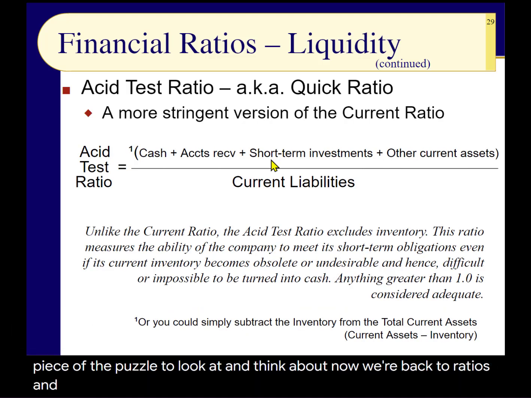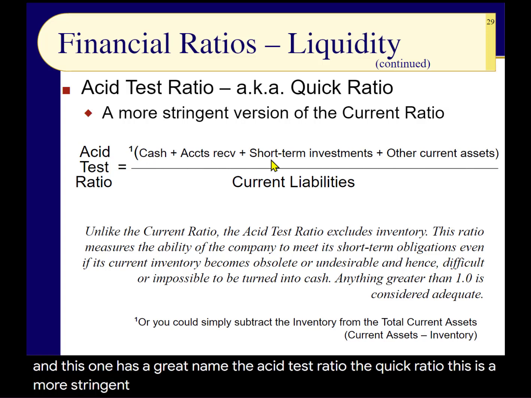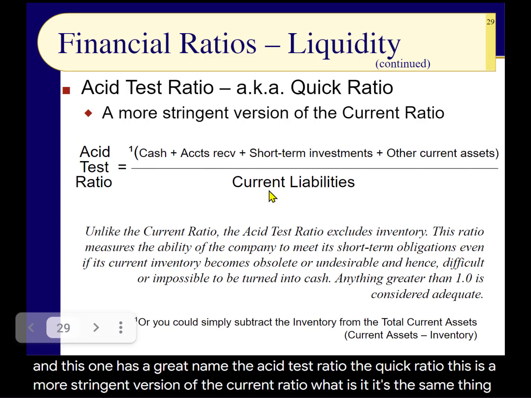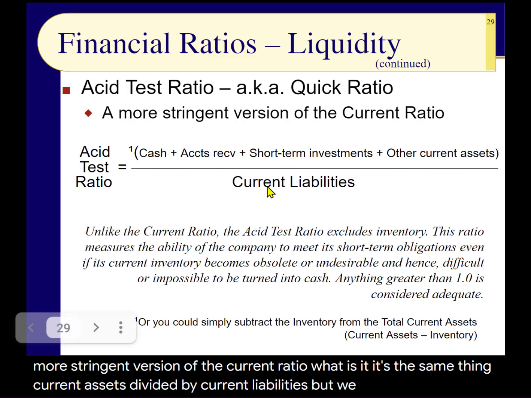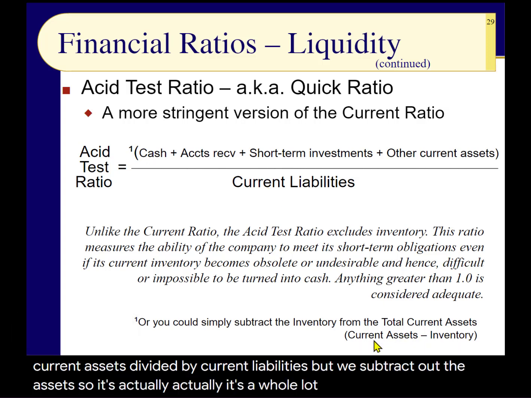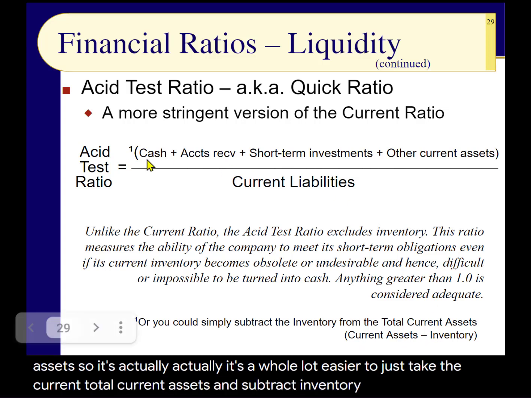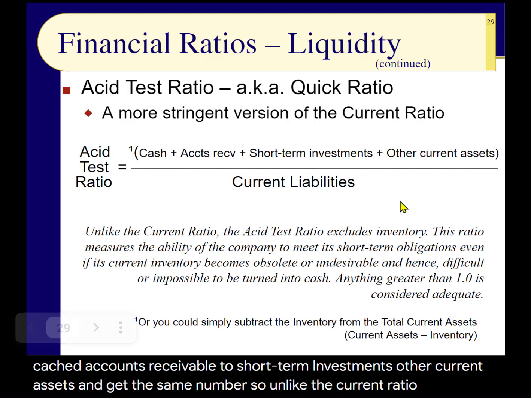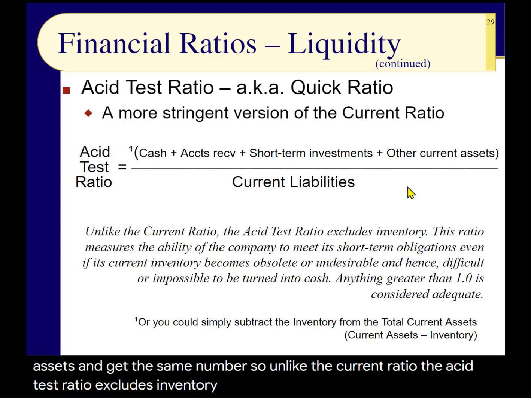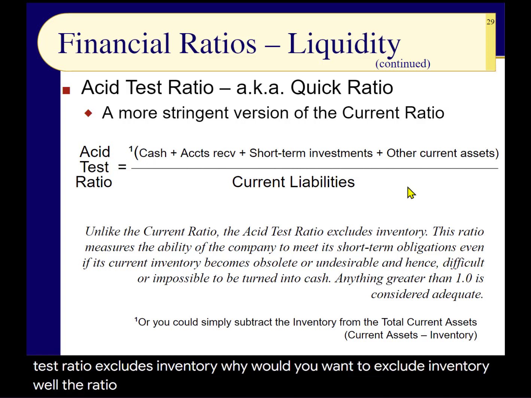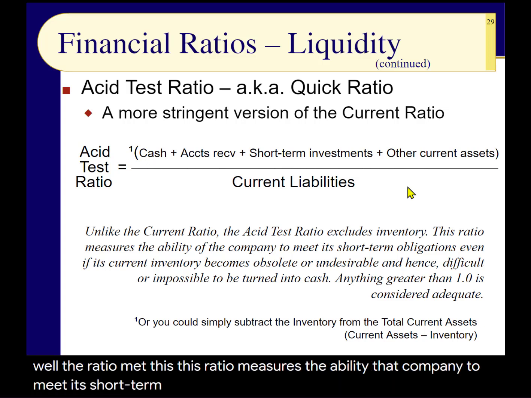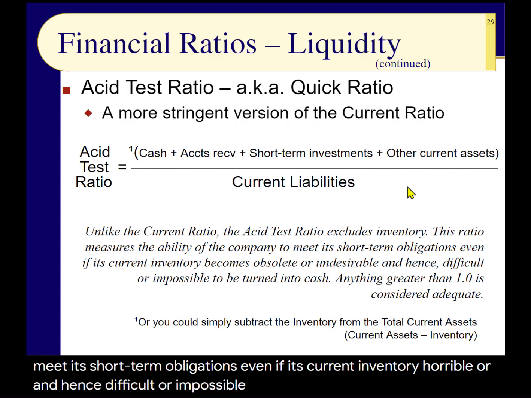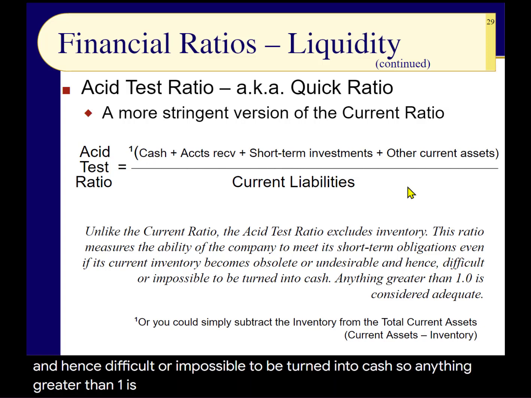Now we're back to ratios, and this one has a great name, the acid test ratio, the quick ratio. This is a more stringent version of the current ratio. What is it? It's the same thing, current assets divided by current liabilities, but we subtract out the inventory. So it's a whole lot easier to just take the total current assets and subtract inventory. But you can add the cash, the accounts receivable, the short-term investments, the other current assets, and get the same number. So unlike the current ratio, the acid test ratio excludes inventory. Why would you want to exclude inventory? Well, this ratio measures the ability of the company to meet its short-term obligations, even if its current inventory becomes obsolete or undesirable and hence difficult or impossible to be turned into cash. So anything greater than 1 is considered more than adequate.